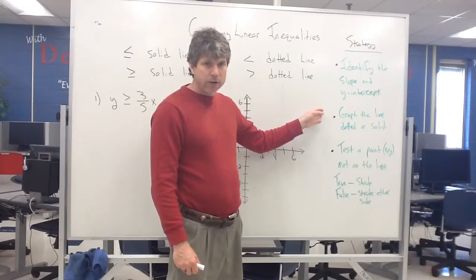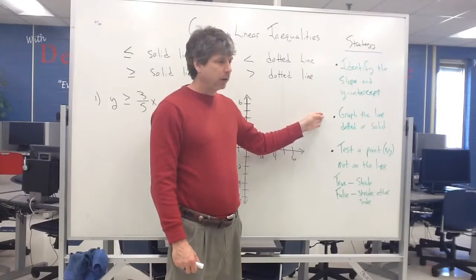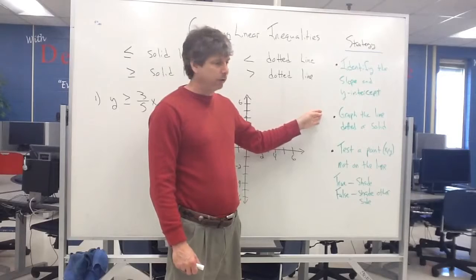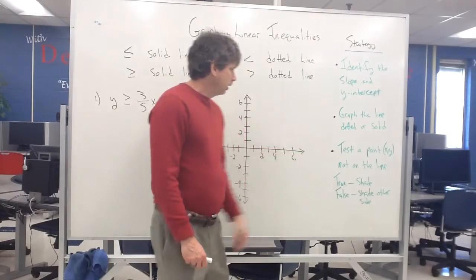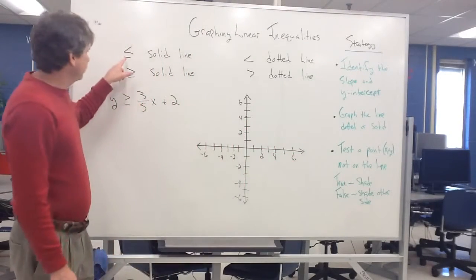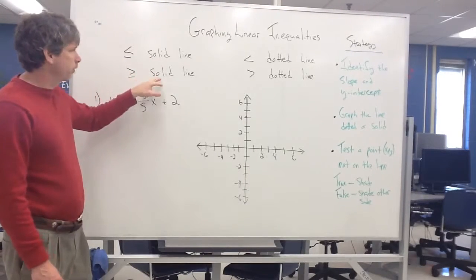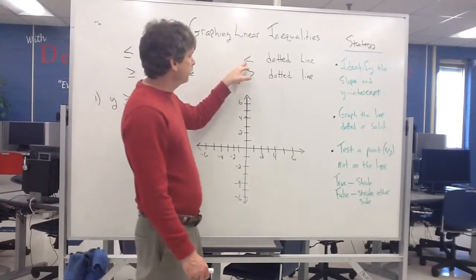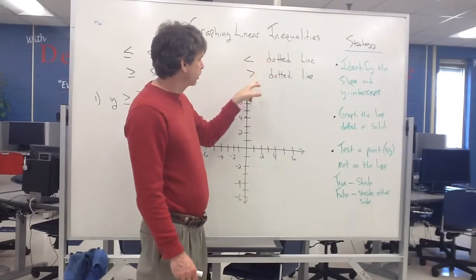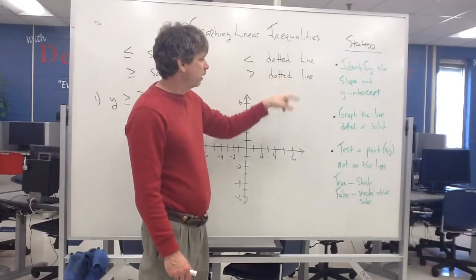When we graph the line, though, it's either going to be a dotted line or it's going to be a solid line, depending on our inequality symbol. Now, to pick up on is, if it's less than or equal to, we're going to be using a solid line. If it's greater than or equal to, we're going to use a solid line. If it's a less than symbol, we're going to use a dotted line. If it's greater than symbol, we're going to use a dotted line.